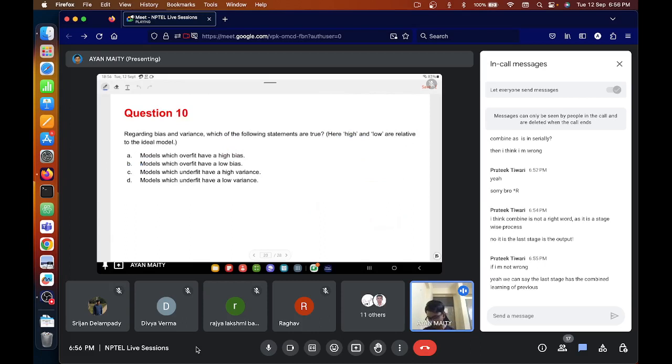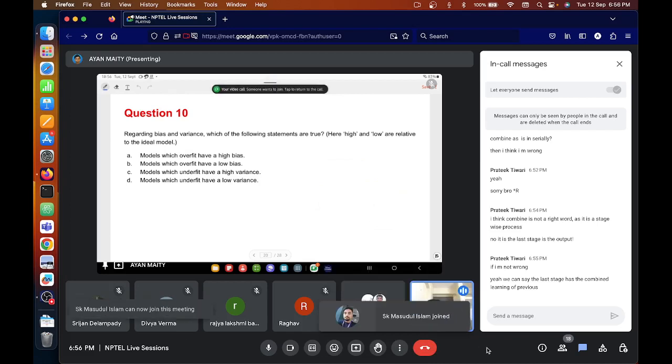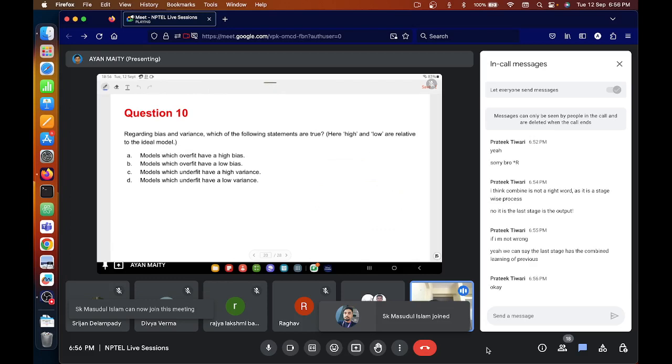Question 10. Regarding bias and variance, which of the following statements are true? Models which overfit have a high bias, models which underfit have a low bias, models which underfit have a high variance, models which underfit have a low variance. This question can have multiple correct answers.